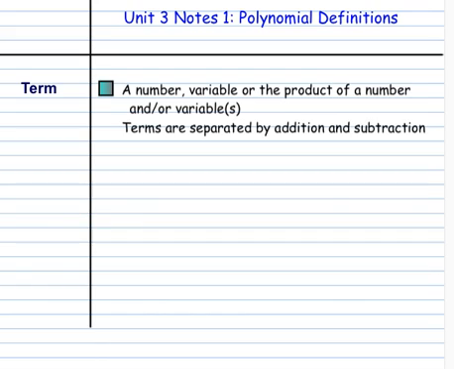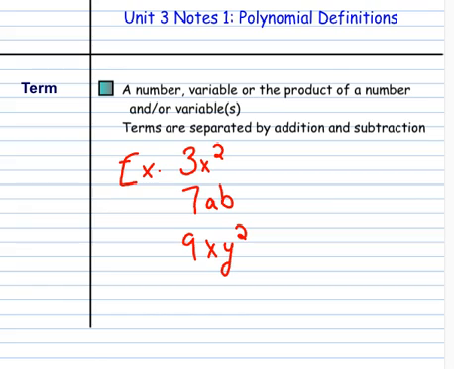Term, a number, variable, or the product of a number and/or variables. Terms are separated by addition and subtraction. I got some examples for you here too. An example of that would be 3x squared. Okay, that's a term. Another term would be 7ab. You might get some that might have 9xy squared. Okay, those are all examples of a term.